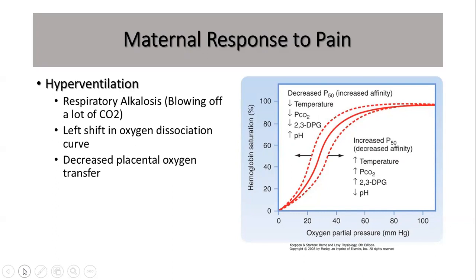This will cause a left shift in the oxygen dissociation curve and therefore will cause an increased affinity to oxygen and a decreased release of oxygen. And this will mean that oxygen exchange at the placental bed will be impaired with hyperventilation. And we need to understand this in the context of the fetus because the fetal lung is the maternal placenta. And therefore, if oxygen across that pathway is impaired, then fetal oxygenation is going to be impaired as well.